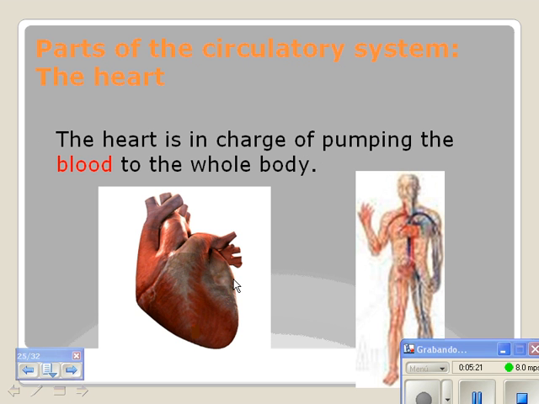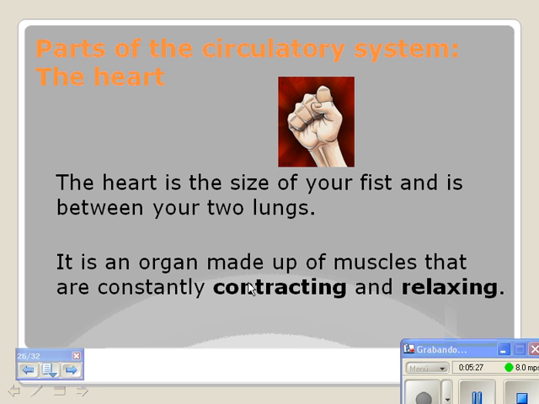The heart is in charge of pumping the blood to the whole body. The heart is the size of your fist and is between your two lungs. It is an organ made up of muscles that are constantly contracting and relaxing.